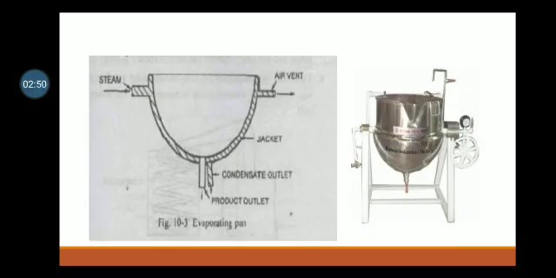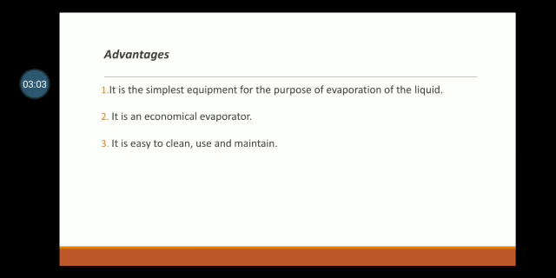This is the diagram of the evaporating pan, which consists of entering steam point, air vent, jacket, condensate outlet, and below, product outlet. Advantages: it is the simplest equipment for the purpose of evaporation of the liquid. It is an economical evaporator. It is easy to clean, use, and maintain.